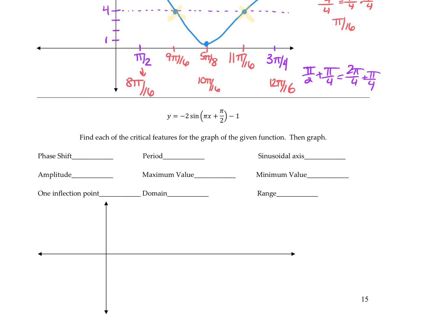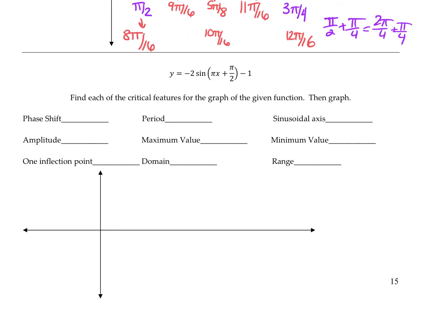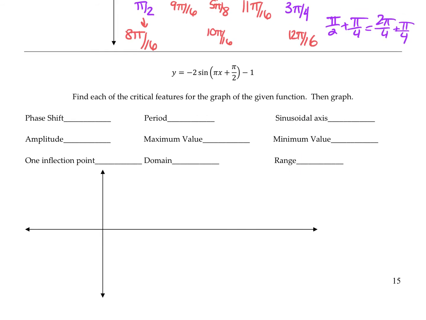All right, let's take a look at our next graph. Now we have a sine graph. And again, my first step is I need to factor out this b value. So I'm going to factor out my b value of pi. And so if I'm doing pi over 2 divided by pi, that's the same as pi over 2 times 1 over pi, which would give me 1/2.